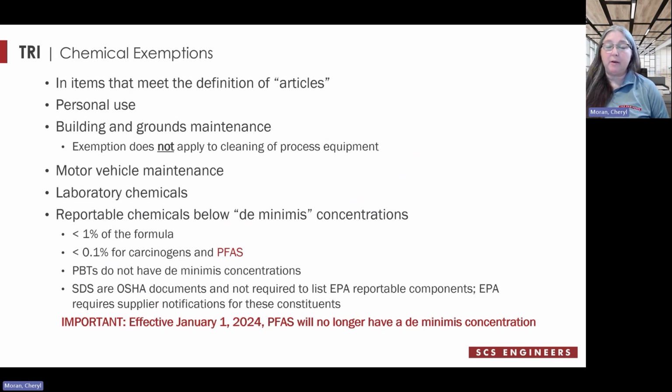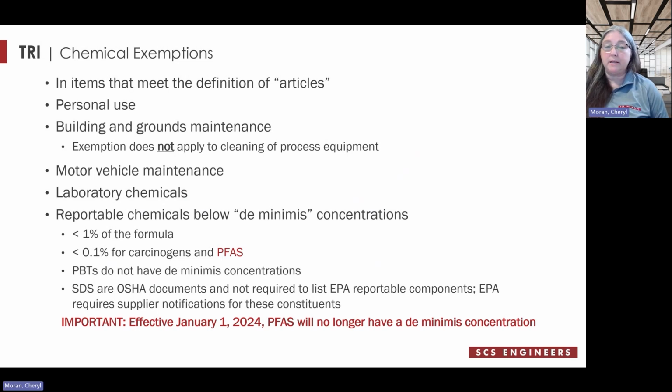Because of that, EPA requires suppliers to inform their customers about these concentrations through supplier notifications. What we found is that these supplier notifications don't always find their way to the people who are doing the TRI reporting, so you'll want to contact your suppliers if you're uncertain as to whether or not you have some of those persistent bioaccumulative toxins, or PBTs, present in the materials that you use.